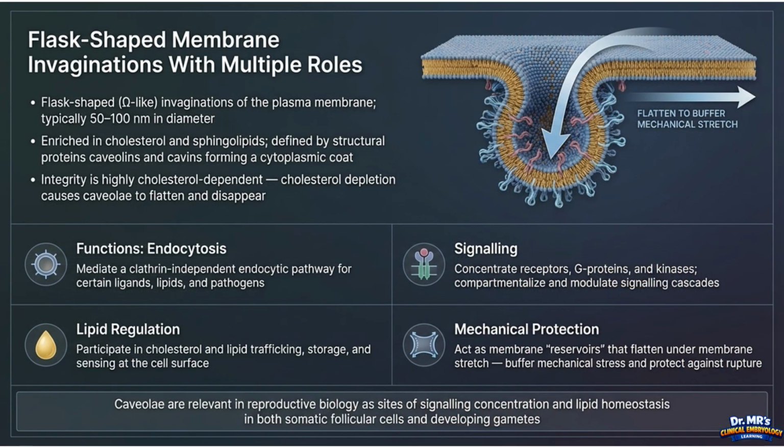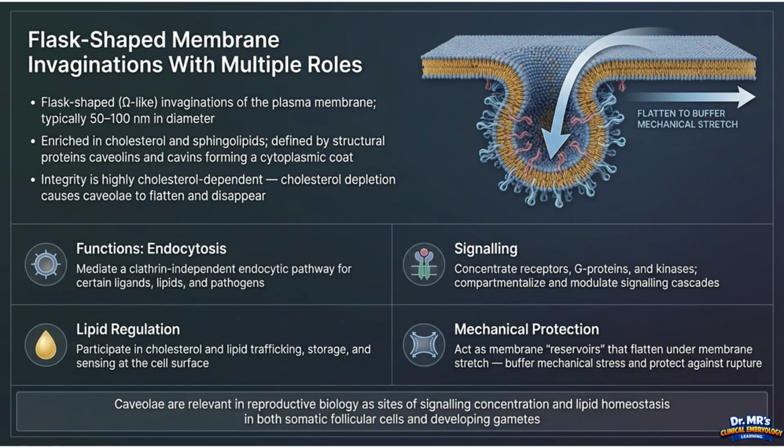Closely related to lipid rafts, but morphologically distinct, caveolae are specialized membrane domains that have been recognized since the 1950s and continue to reveal new functions. The name means little caves in Latin, and the shape is apt. These are small flask-shaped invaginations of the plasma membrane, typically 50 to 100 nanometers in diameter, with the narrow neck opening to the extracellular space and the rounded base projecting into the cytoplasm.